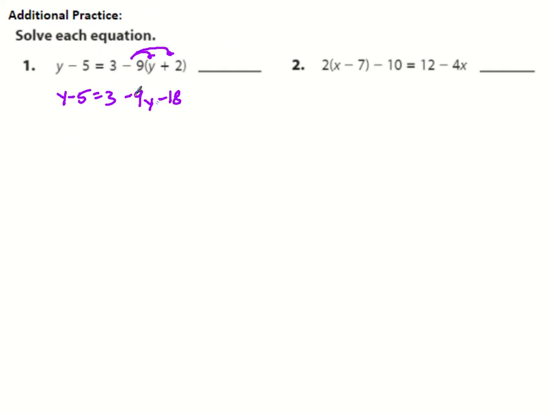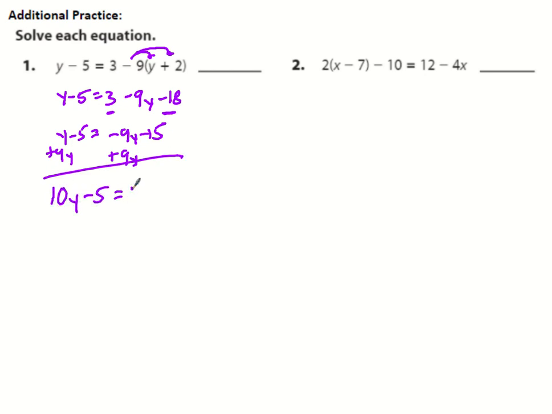Now I'm going to combine my like terms. So I have this 3 here. I got this -18. That makes -15. And then now we get to just solve. Add 9y to both sides. I get 10y minus 5 equals -15 plus 5. 10y equals -10, which means y equals -1.